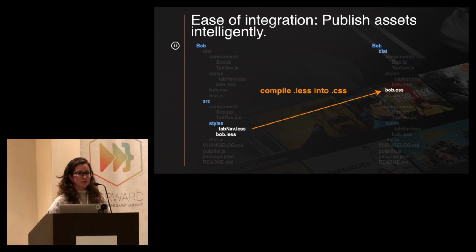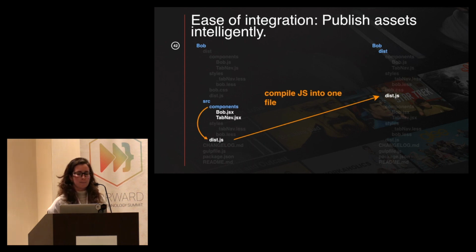So in addition to transpiling, we also need to compile our assets. For style sheets, let's say I'm using Less and someone else is using Sass, how can they use my styles? One way to do that is to compile my Less into CSS, because they can import it into their Sass. Also, other teams using the CDN can just load my styles via a style tag on their page. And for JavaScript, this is actually a little more complicated, but it basically just means compiling your code, or bundling your code, into a single file.